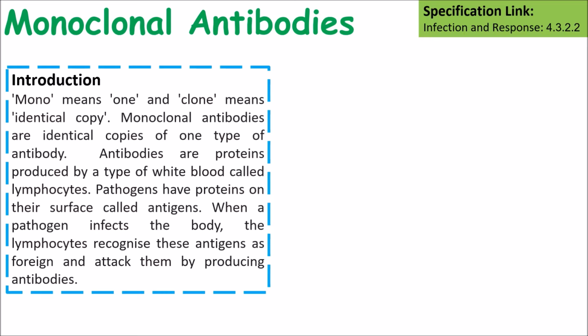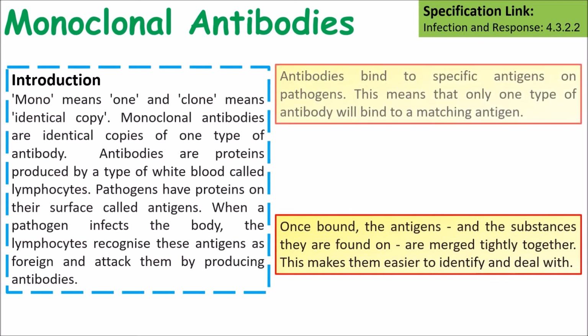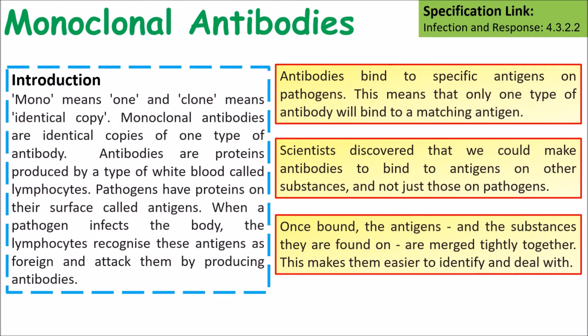So, antibodies are proteins produced by a type of white blood cell called a lymphocyte. So pathogens have proteins on their surface called antigens. So when a pathogen infects the body, the lymphocytes recognize these antigens as foreign and attack by producing antibodies. So antibodies bind to specific antigens on the pathogens, right? So this means that they will only bind to one type of pathogen.